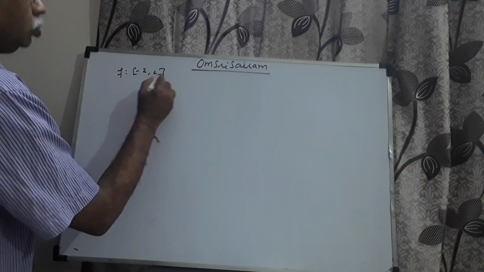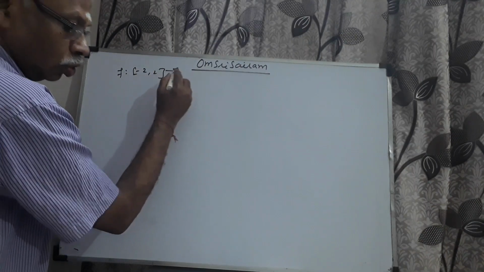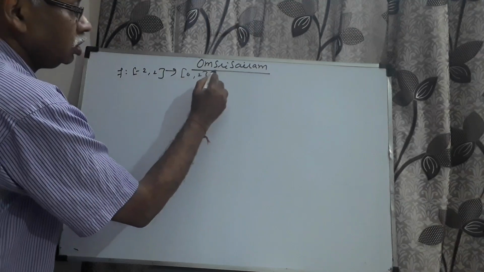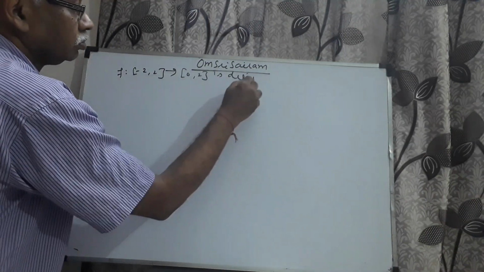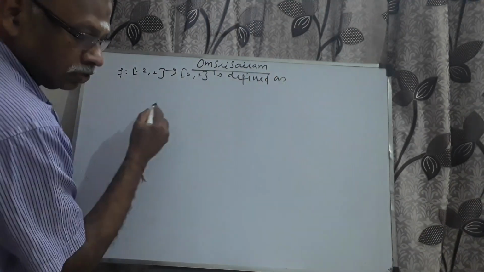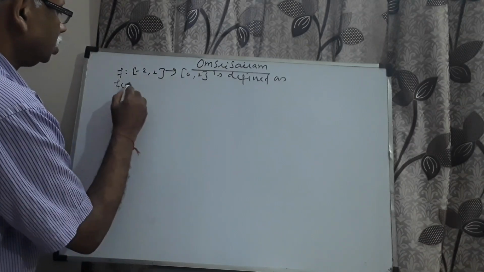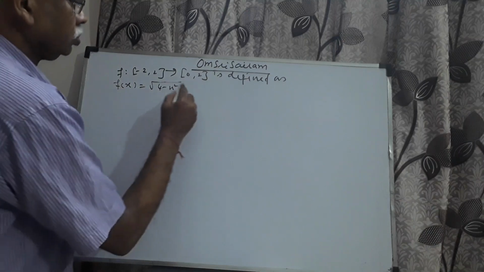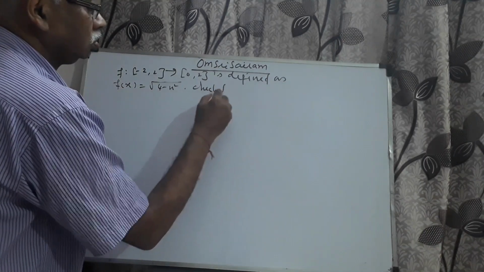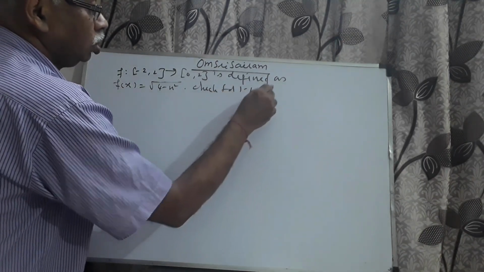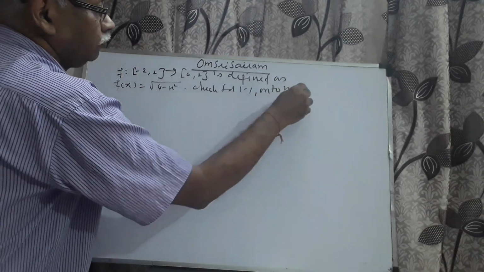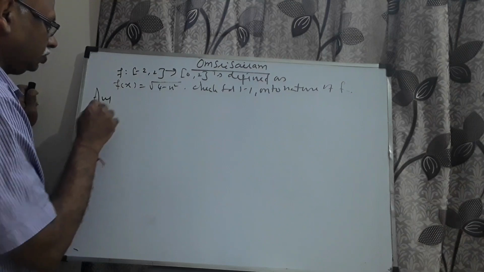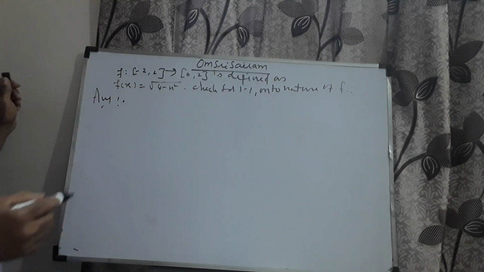f from the closed interval minus 2 comma 2 to the closed interval 0 comma 2 is defined as f of x is equal to root of 4 minus x square. Check for one-to-one and onto nature of f.